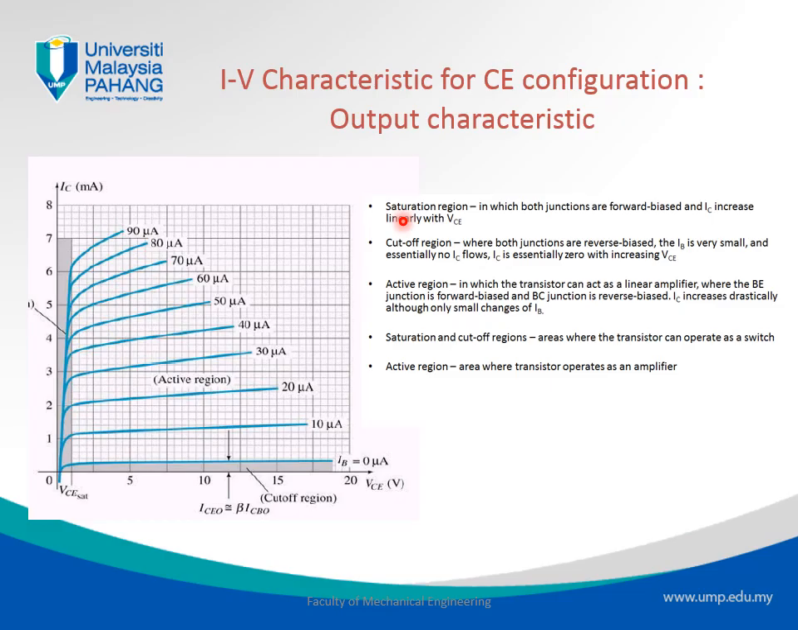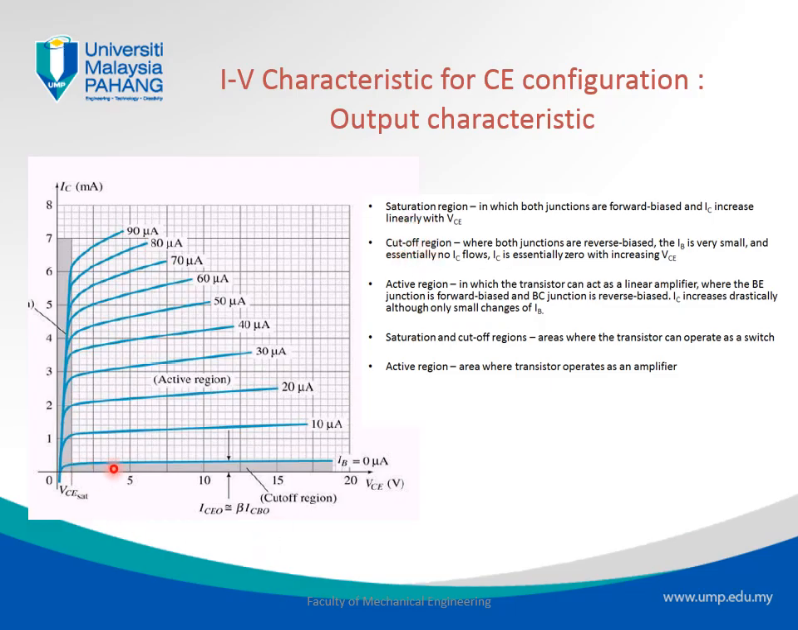The first one, the saturation region, as I mentioned earlier, is the region at the bottom. What happens in the transistor is that the saturation region is when both junctions, PN on one side and NP on the other side, are forward biased, and IC increases linearly with VCE. So when it increases linearly, this is the saturation region. I'm sorry, just now I pointed to the wrong one. It is this one.